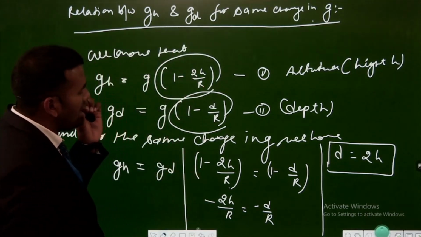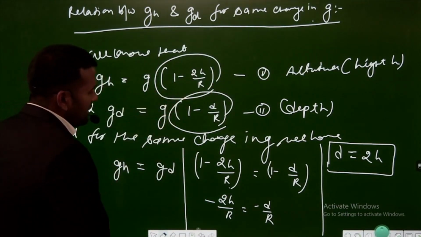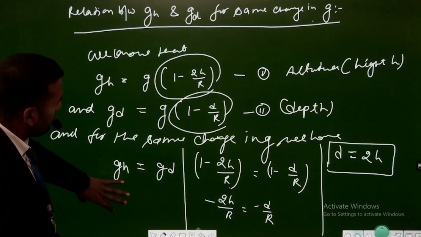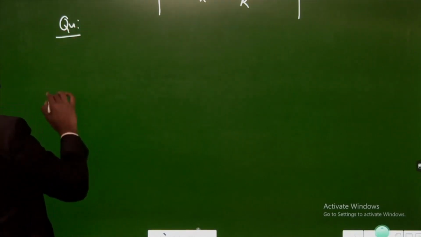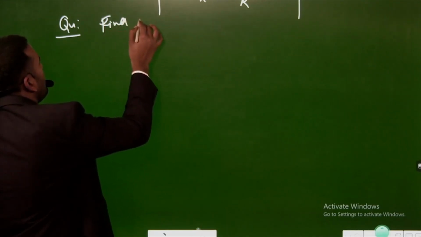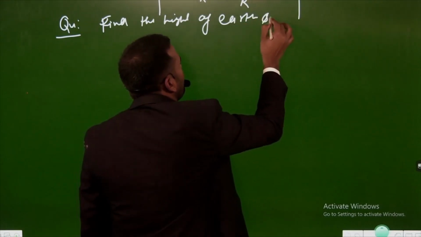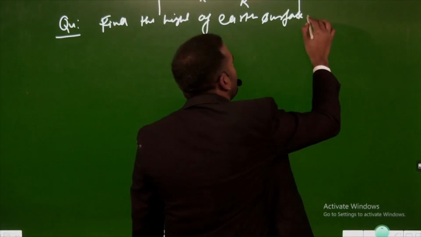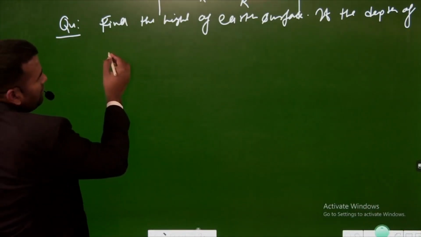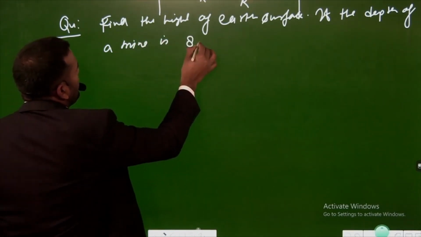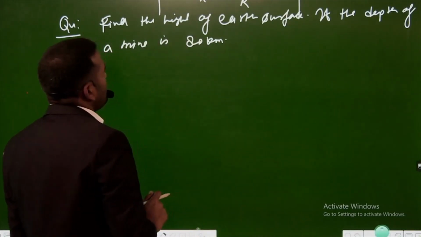It means the depth is twice the height. On the basis of this topic, we have a numerical. The numerical is: find the height above the earth surface if the depth of a mine is 80 km.